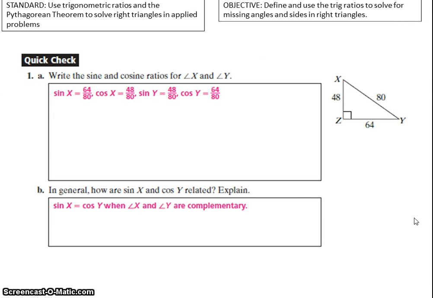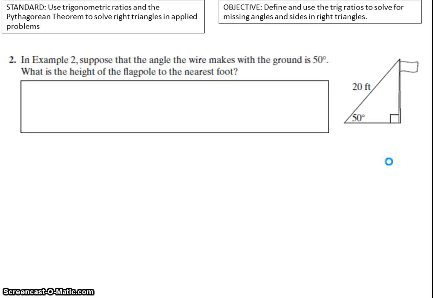So here's number 1A. You needed to just write the sine of x and the cosine of x, sine of y, cosine of y. So we've already done that. That's all written out for you here. How are the sine of x and the cosine of y related? Again, sine of x is equal to cosine of y when x and y are complementary. That's only true when it's a right triangle. You're only going to be working with right triangles, but just know that you can use sine and cosine on non-right triangles, but that's a different story altogether.